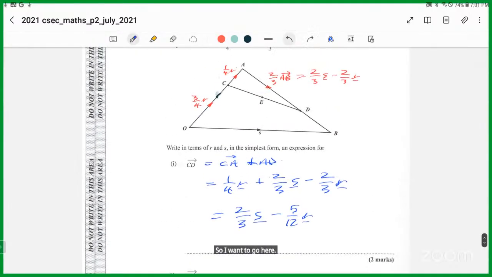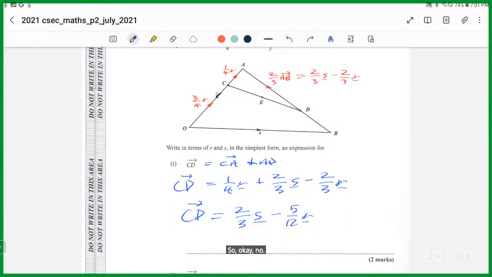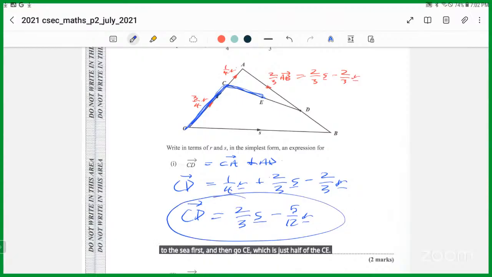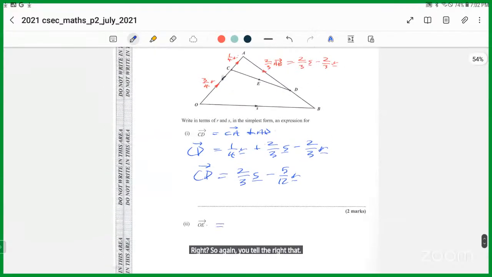Now OE, to go from O to E. Remember, we know CD now, guys. Don't be afraid of it. We know CD now. So we can travel along this line using this vector now. So look at it now. To go from O to E, we're going to go from O to C first and then CE, which is just half of CD. Right? So we can literally write that OE is equal to OC and then half of CD, because CE is half of CD.